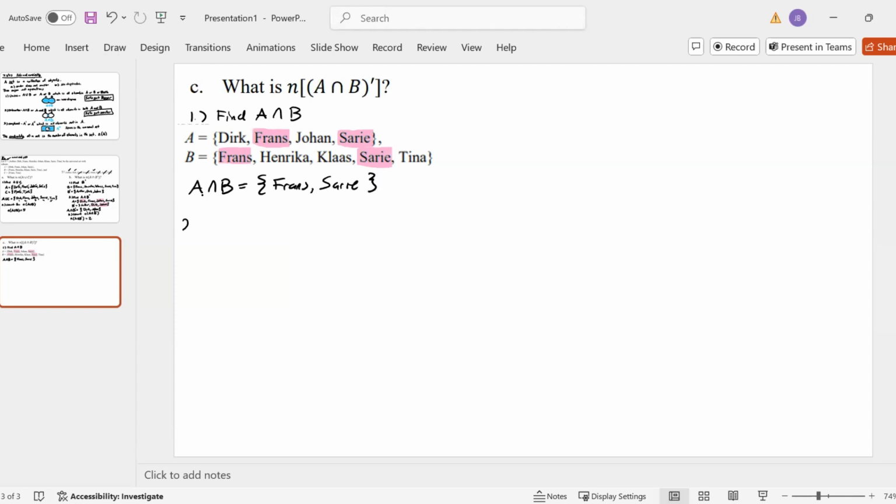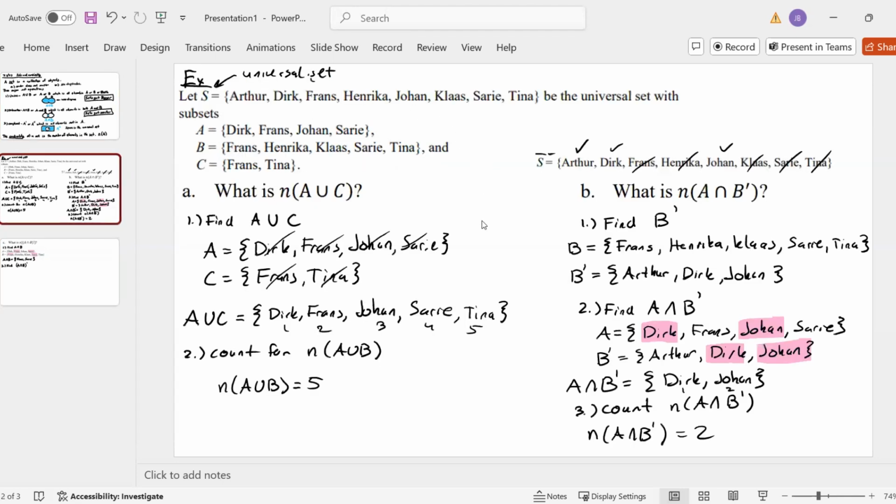And then step 2 is to find the complement of that. So A intersect B, complement. Okay. Now, fun fact, there actually is a way of distributing that complement, and it actually has a name. It's called De Morgan's law.